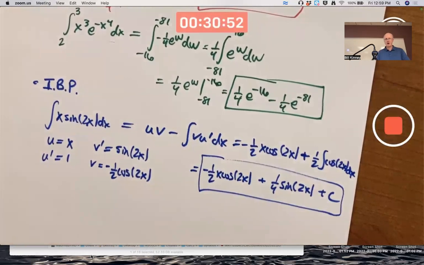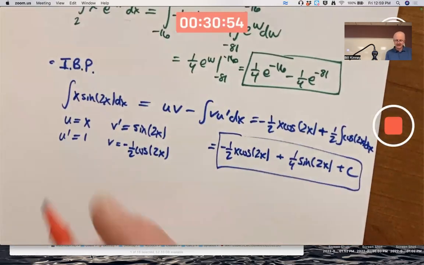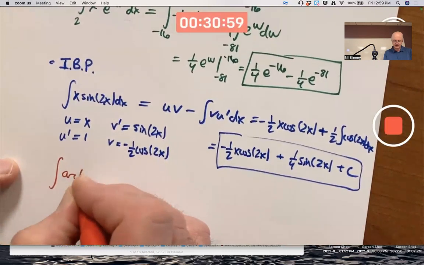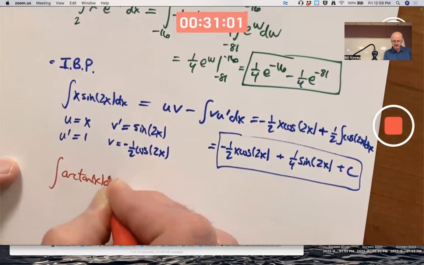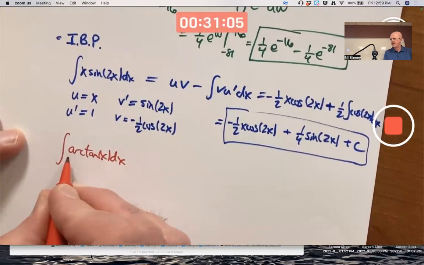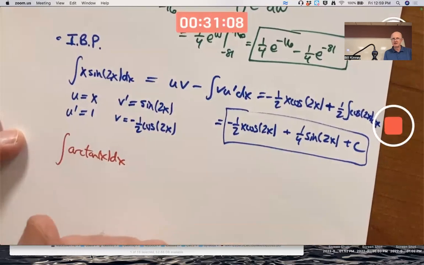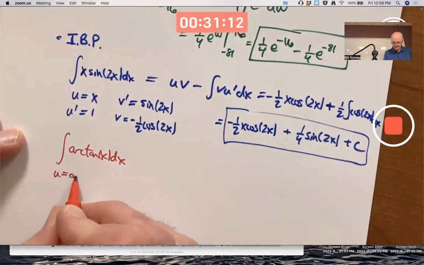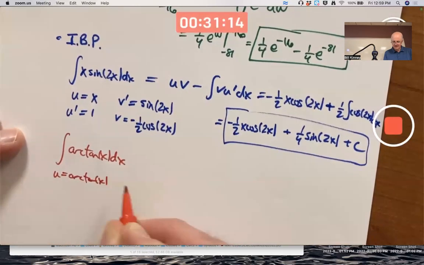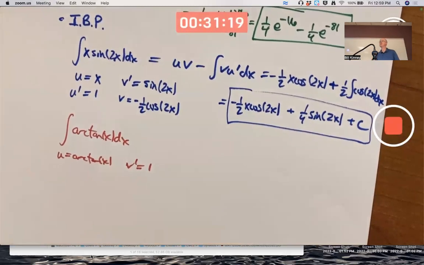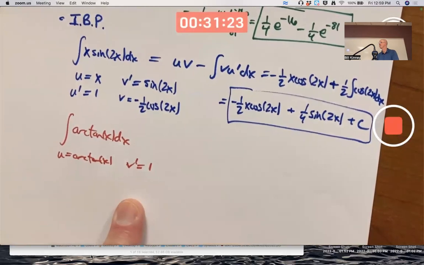Some integration by parts problems, you do not want to let the u be x. Or even say, if you were doing this example, you do not even want to let the u be 1. Arctangent of x is 1 times arctangent of x. You'd want to let u be arctangent of x and let v prime equal 1. Because again, the most important thing about using integration by parts is that v prime is something easy to integrate.